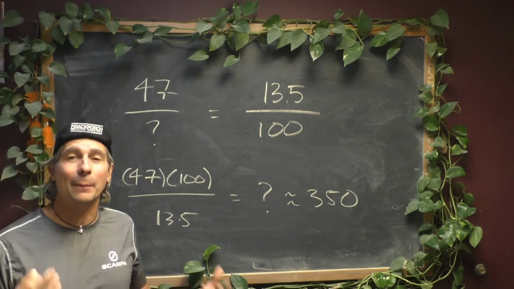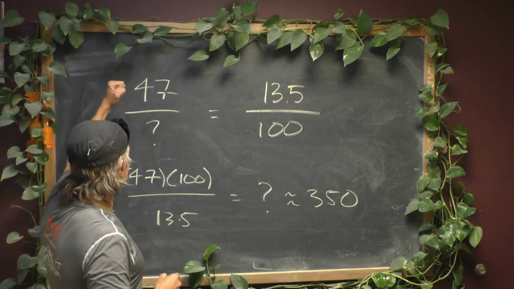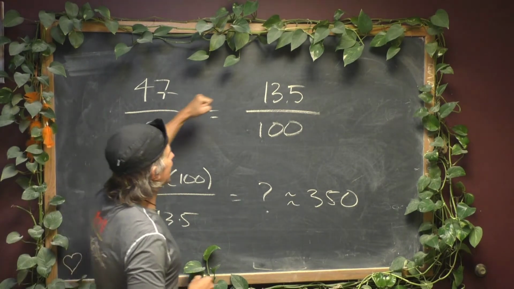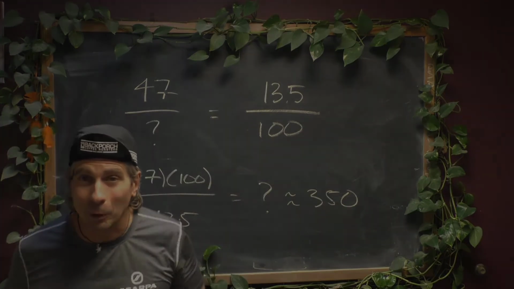So it all depends on how much precision you need. But proportionally, it's all the same. 47 is to what as 13.5 is to 100. Boom, there you go. Let's do one more.